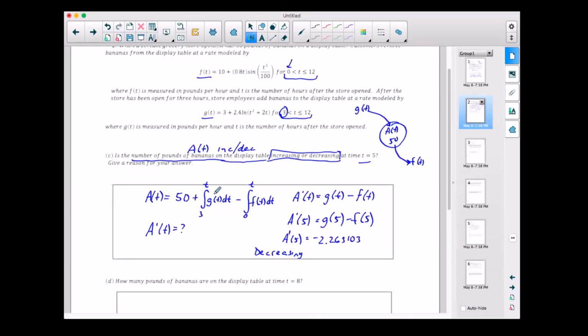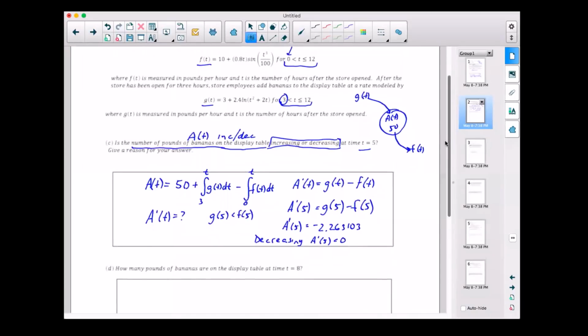And there's a lot of ways you could give a reason. We could simply just say, in this case, A prime is less than 0. You could have said g of 5 minus f of 5 is less than 0. That's the same thing. Or you could have said, if you wanted to, g of 5 is less than f of 5. Essentially what you're saying is the rate in is less than the rate out. So if you're removing things faster than you're adding them, then the amount is obviously going to be decreasing. So there's a lot of ways that you can interpret that, or that you can give a reason for that. If you learned it a specific way in your classroom, I'm sure that if it's one of those 3 ways, those would all be accepted.